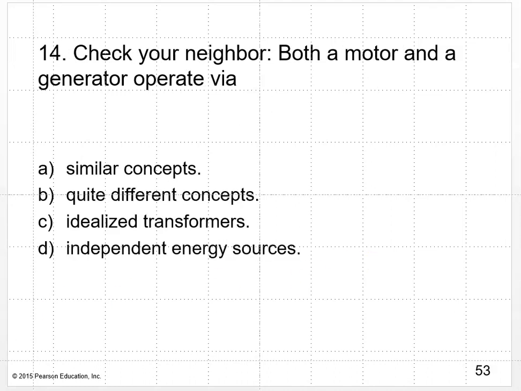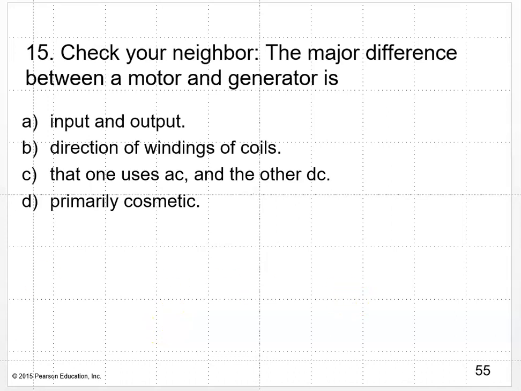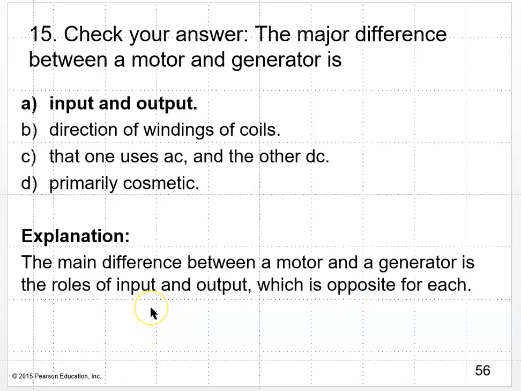Both a motor and a generator operate via similar concepts. The major difference between a motor and generator is input and output. In other words, they're just reversed. So a generator converts mechanical energy into electrical energy. A motor converts electrical energy into mechanical energy.